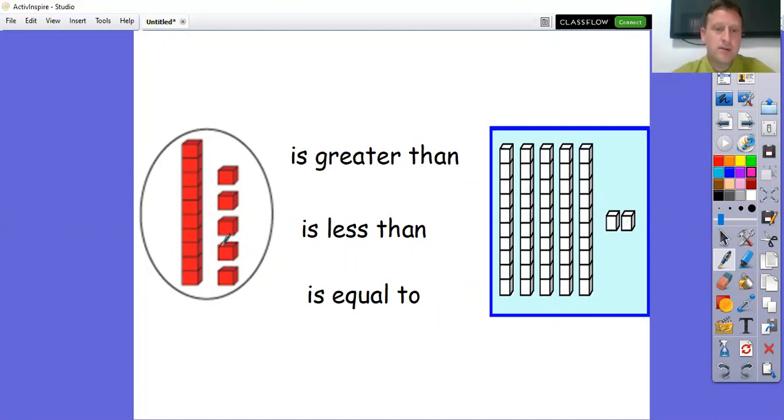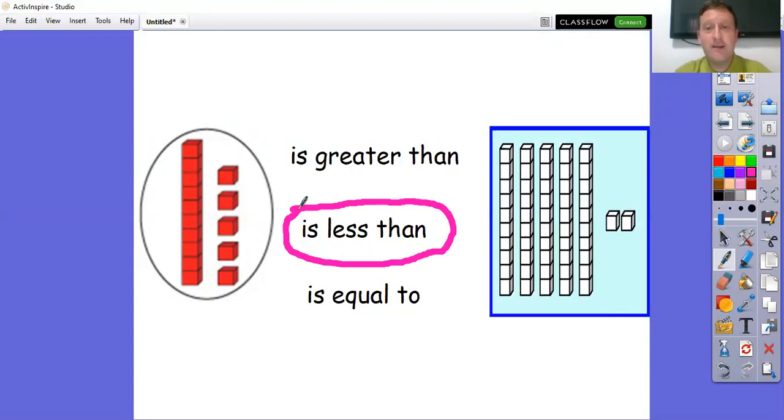Now, let's take an easy one at the bottom first. Is equal to, which means the same as. Is 15 the same number or the same amount as 52? I don't think so. So we need to know, is this one more than? Is this one bigger than? Is this one greater than? Or is this one smaller than? Or not as many? Or less than? So 15, we know that 15 is less than 52.